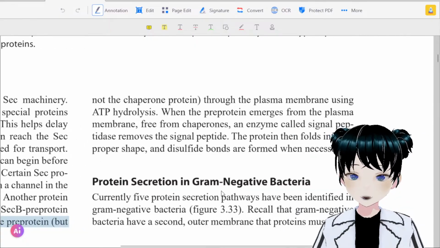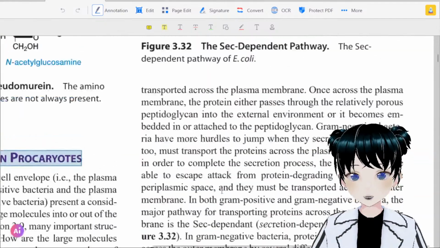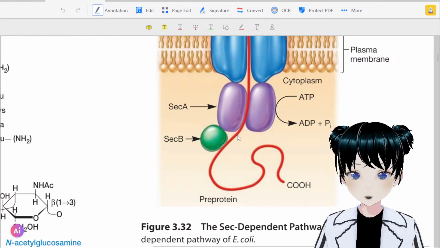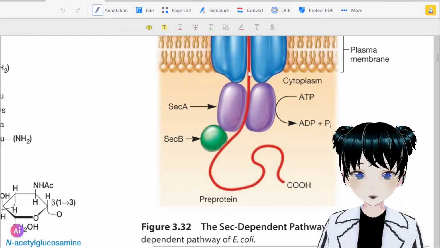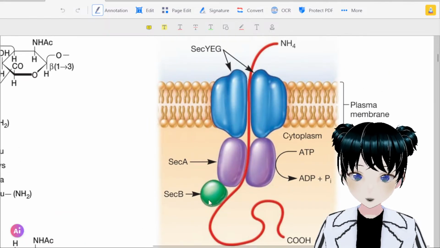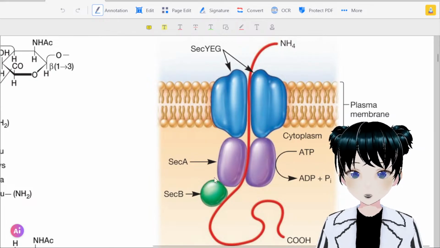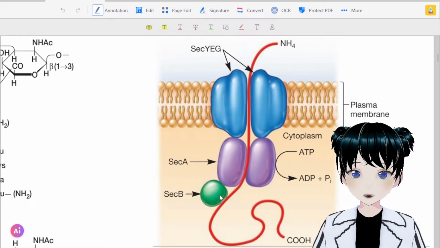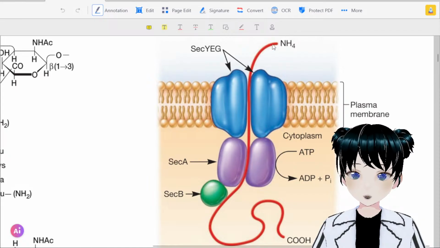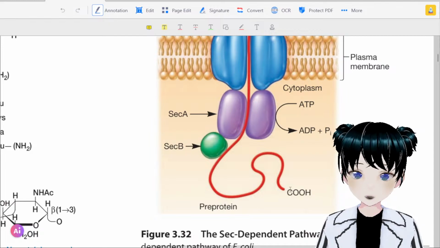Oh, I see. Guys, they are saying that when it attaches to SecB, it only helps this preprotein move along to the SecYEG, and it leaves the SecB here. SecB is attached to the N terminus, right? It was attached here at first, but after SecA binds to the SecYEG, it allows this to leave SecB and slowly move through SecYEG outside of the plasma membrane into the periplasmic space until it reaches the end point.